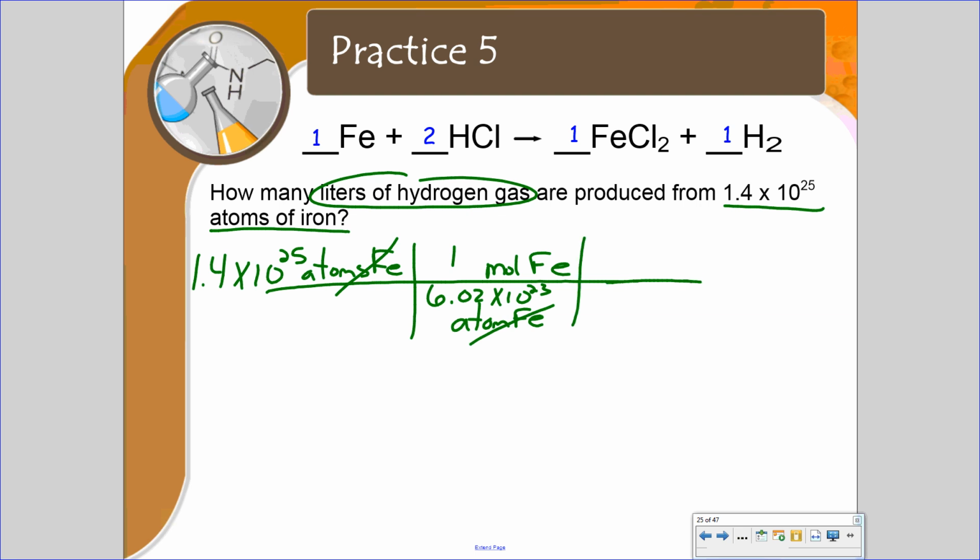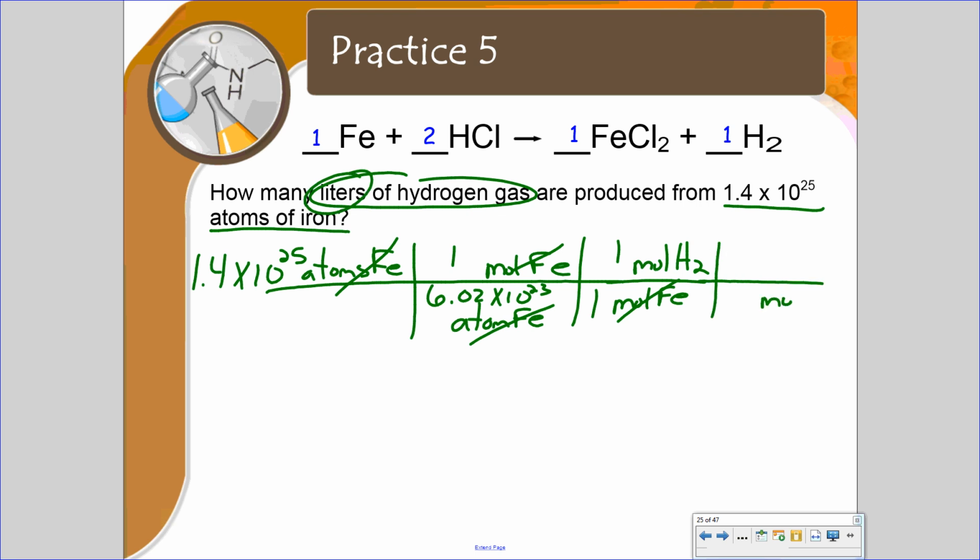We want to be in hydrogen, so we're going to have to do a mole ratio. This is the only new step we have, what I'm doing right now. And we get that from a balanced equation. 1 mole of iron gives you 1 mole of H2. Cross this out. All right. And then we would stop. If we did, we'd be in moles of hydrogen, but we want liters, so we have to keep going.